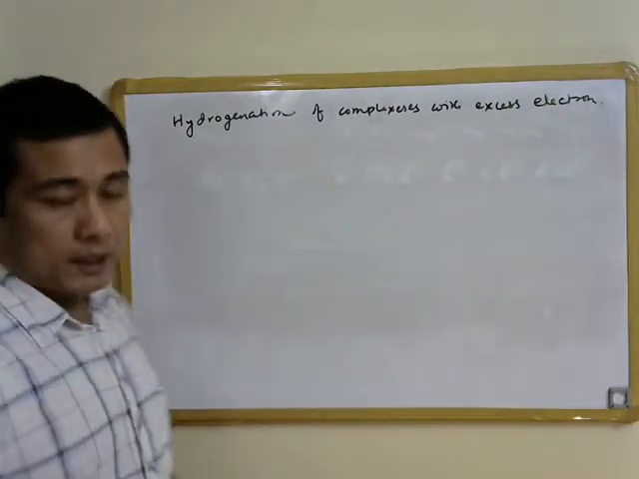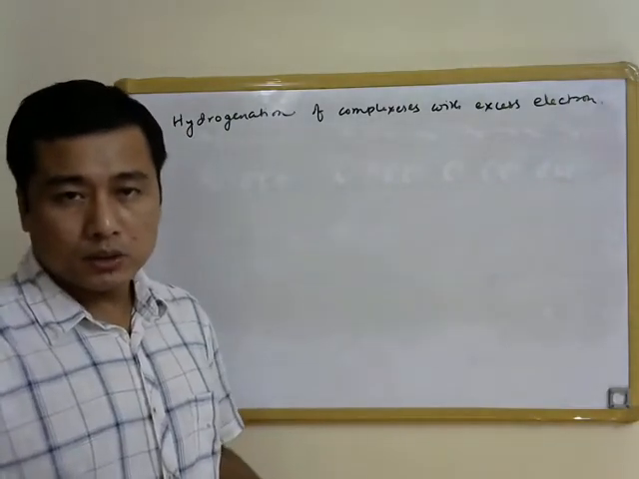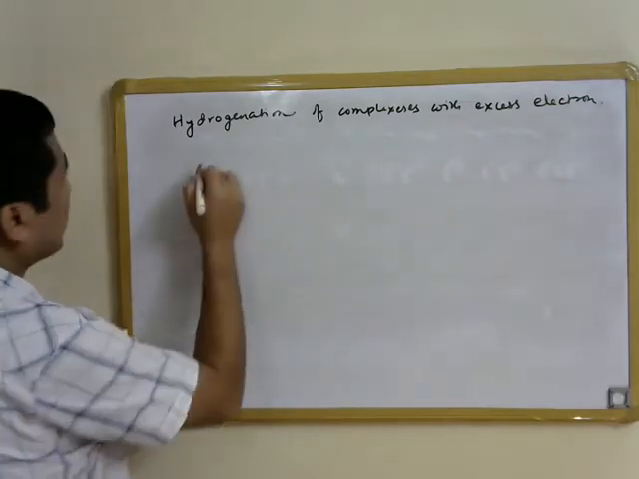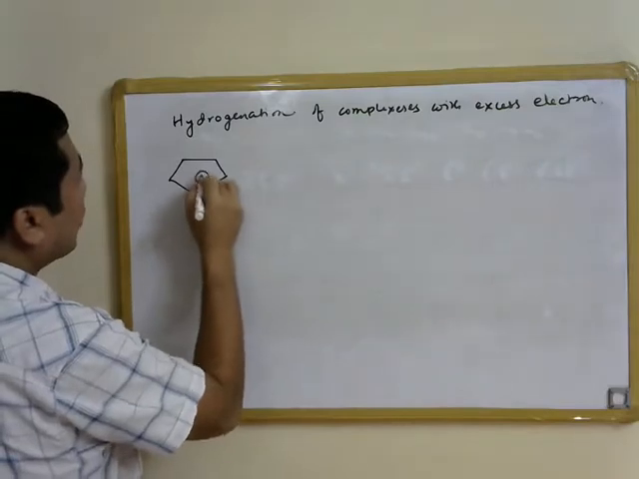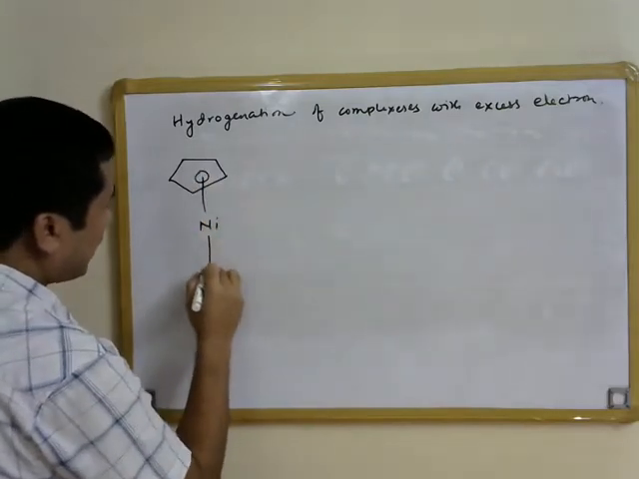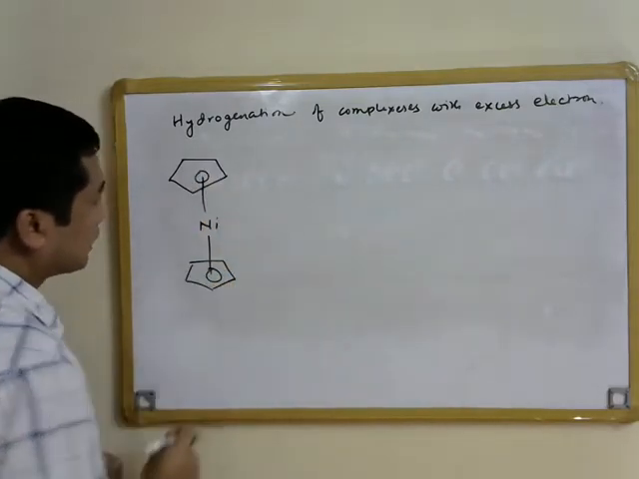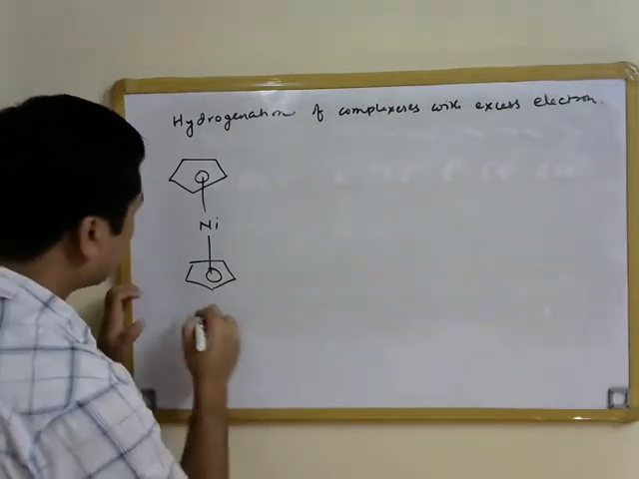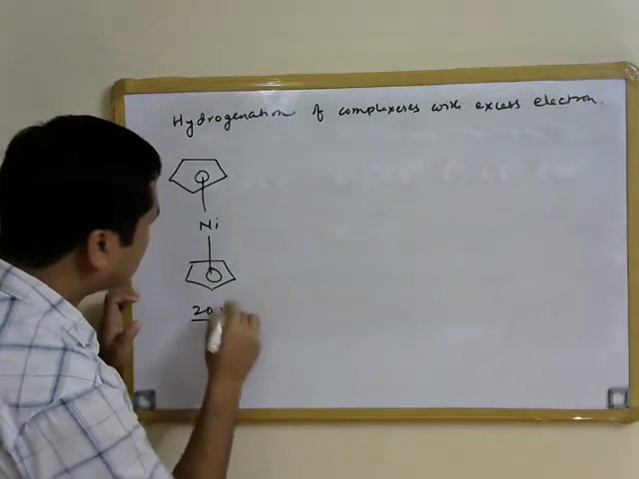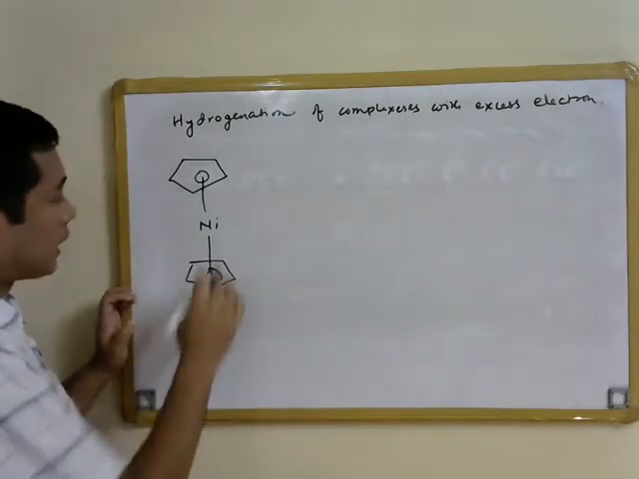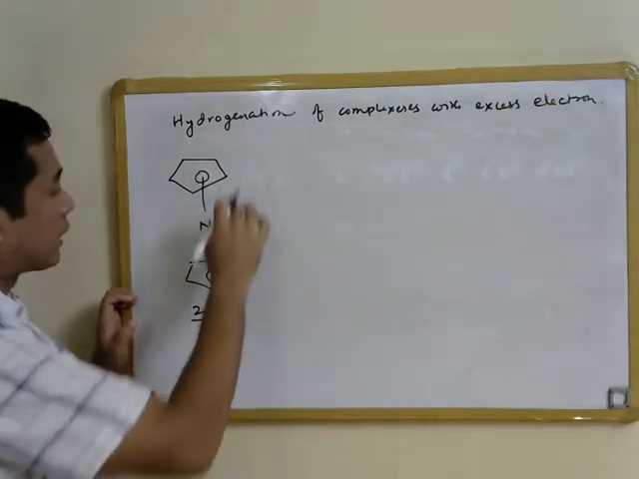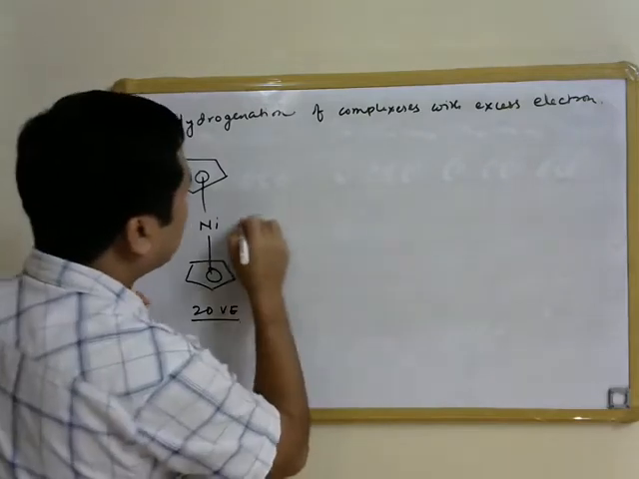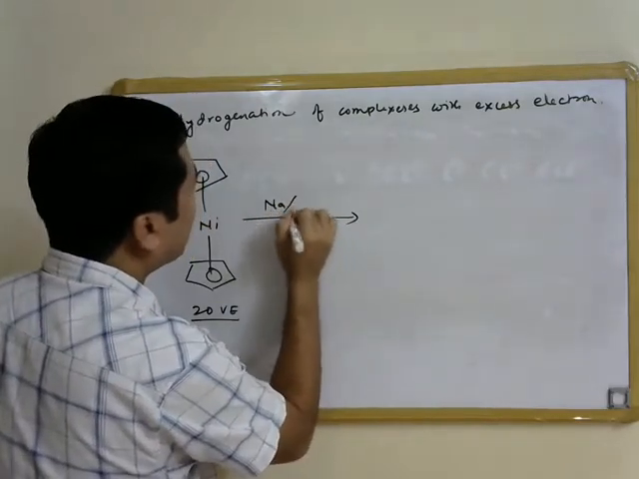So complexes with excess electrons may undergo hydrogenation so that they now follow the 18 valence electron rule. One such example of a complex with excess electrons is this nickelocene over here, which contains 20 valence electrons. If you count, nickel is in group 10, so there are 10 electrons from the metal center and 10 electrons from the two Cp ligands, so a total of 20 valence electrons are there.